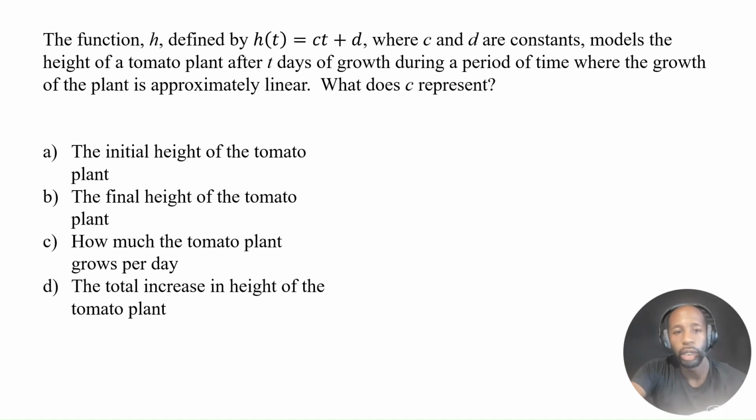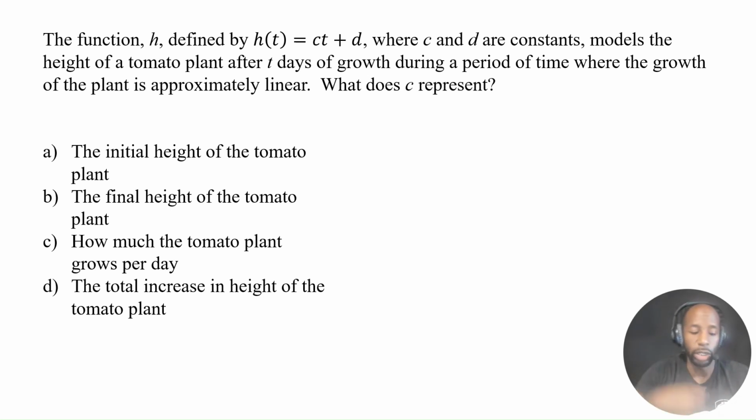So the problem reads as follows. The function h defined by h of t equals ct plus d, where c and d are constants, models the height of a tomato plant after t days of growth during the period of time where the growth of the plant is approximately linear. What does c represent?